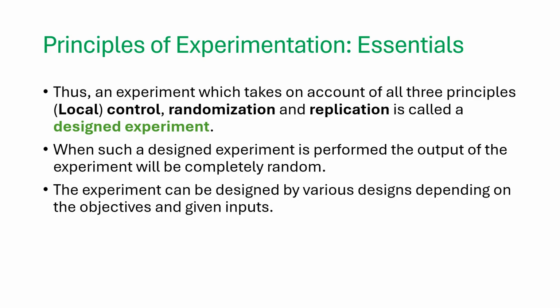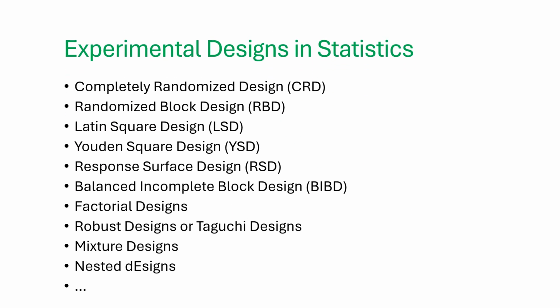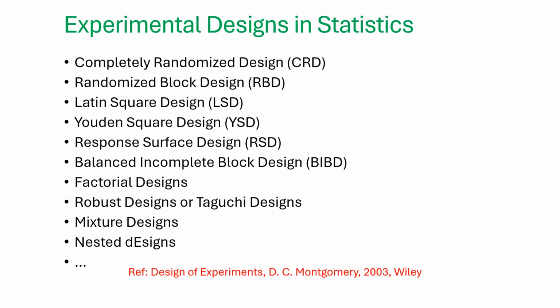The experiment can be designed by various designs depending on the objectives and given outputs as well as inputs. There are a lot of designs generally discussed in statistics, starting from the completely randomized design as the basic design, randomized block design, lattice square design, so one way, two way, three way, like many mixture designs, complex designs, nested factor designs, response surface designs, etc. For a beautiful account of that, you can refer to Design of Experiments by Montgomery.